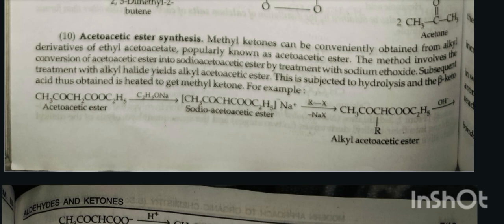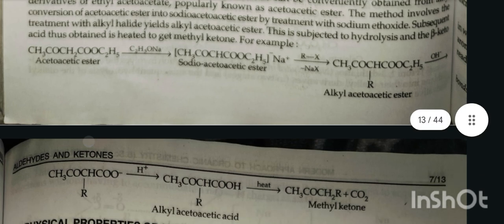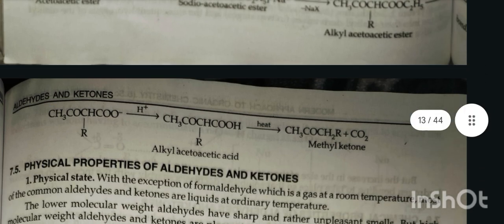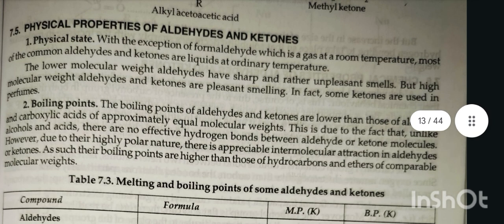For example, acetoacetic ester in the presence of C2H5ONa gives sodio acetoacetic ester. Then further reaction with RX, minus NaX, gives alkyl acetoacetic ester. Further, with OH- it gives alkyl acetoacetic acid, and then on heating gives methyl ketone.